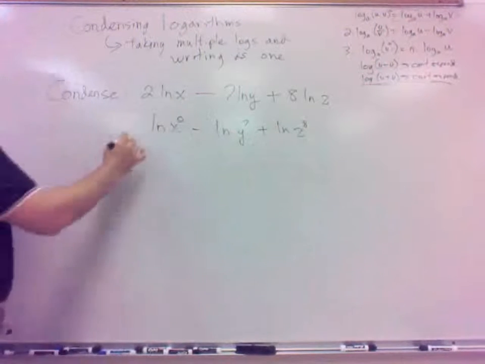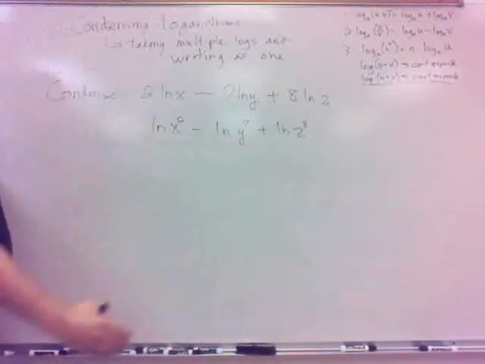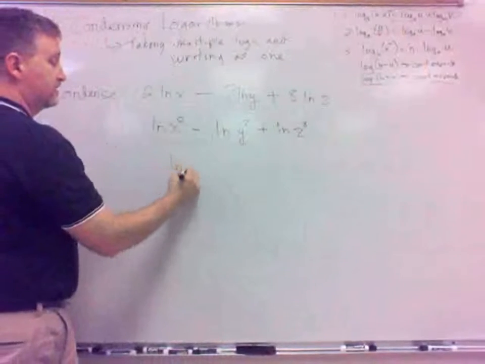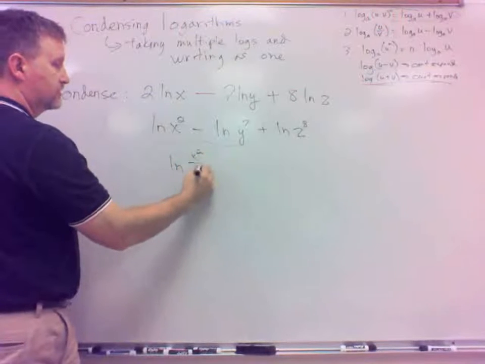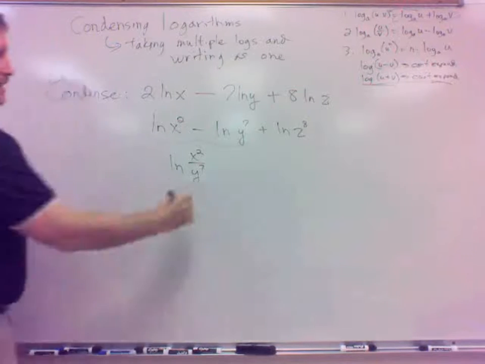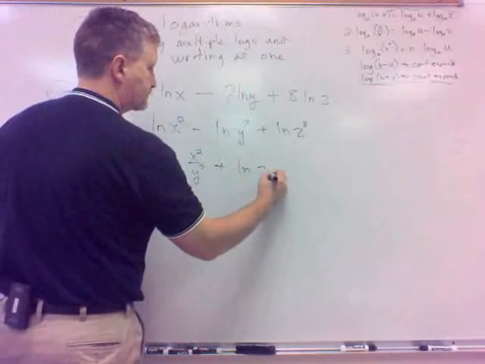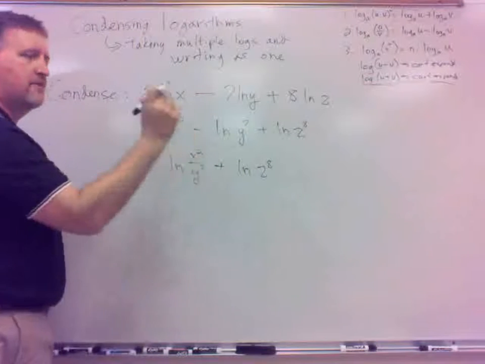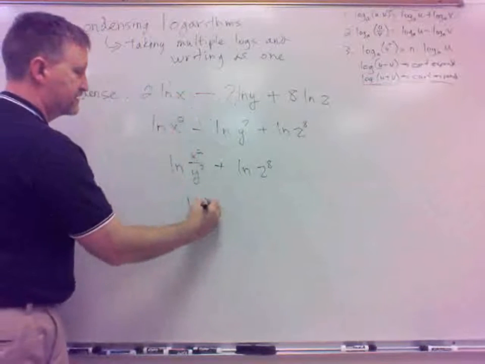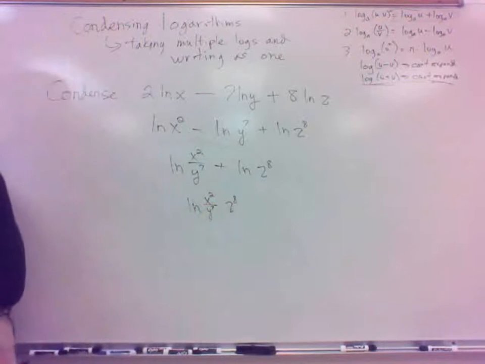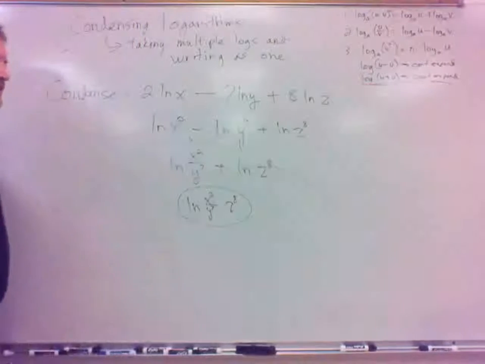Well, if I do the first two, that's subtracting. And subtracting logarithms come together in one logarithm by dividing the inside parts. So ln of x squared minus ln of y to the 7th would be ln of x squared divided by y to the 7th, right? Then to add the ln of z to the 8th, well, 2 logarithms that are added, you combine them by multiplying the inside part. So that would be ln of x to the second over y to the seventh times z to the eighth. Be one form of the answer.